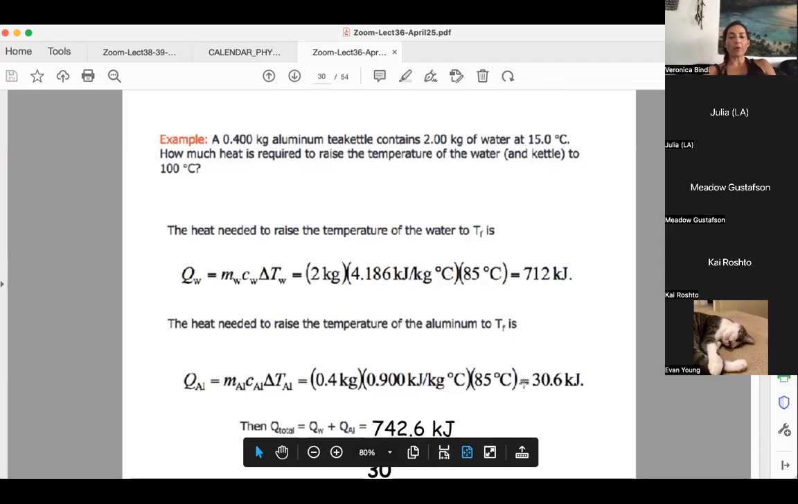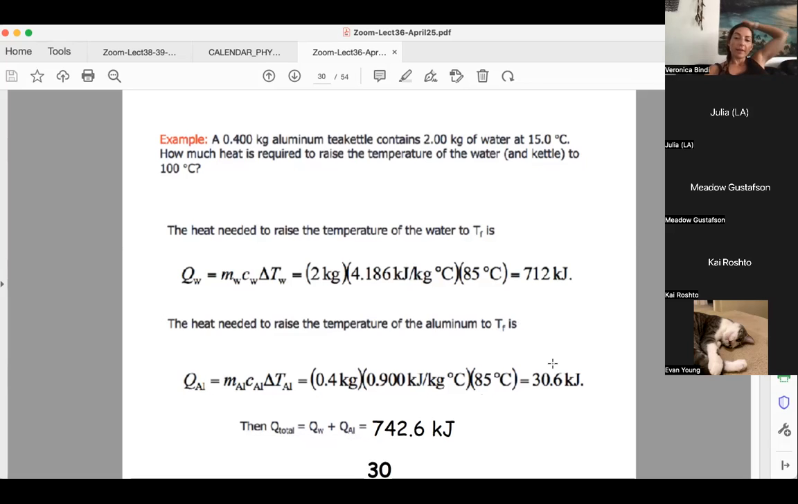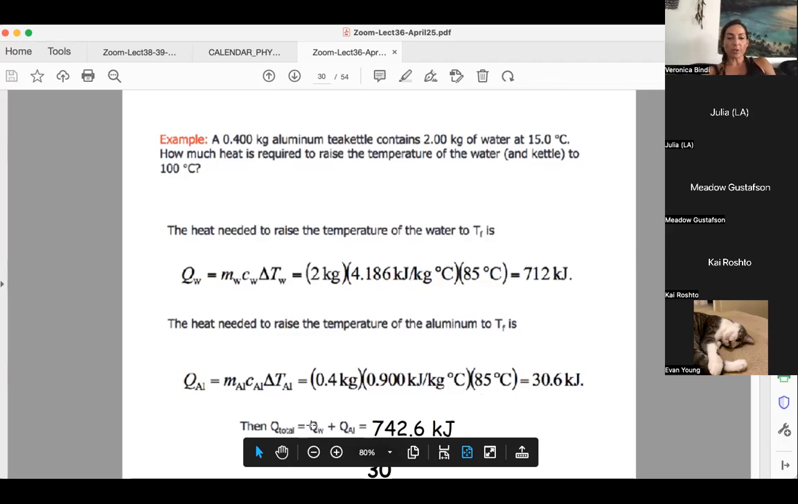So you see how, because the aluminum is a metal, how minimal is the heat that you need to provide the aluminum to get to 100 degrees with respect to the one that you need to provide to water. That's why the kettle is aluminum, because you really don't need that much heat to make it get hot. And so we have that Q total is Q of the water plus Q of the aluminum, and it's 742.6 kilojoules. So you sum up this with that.